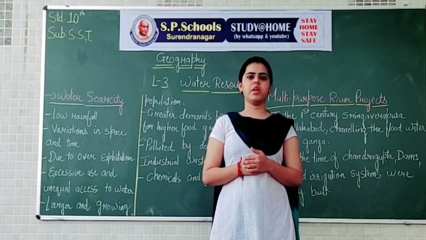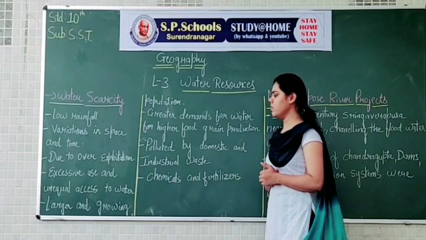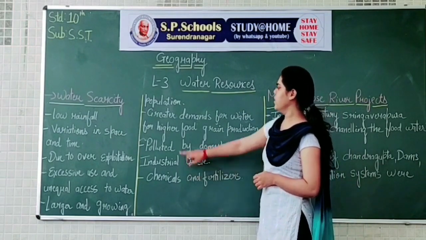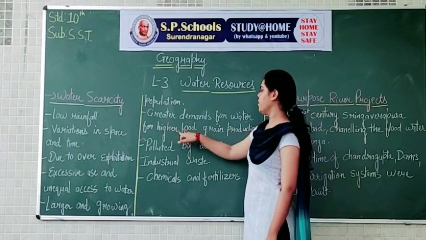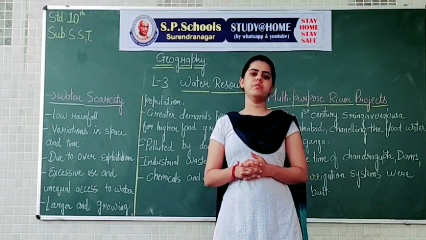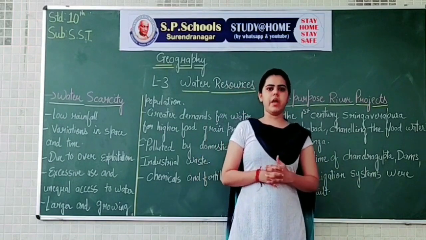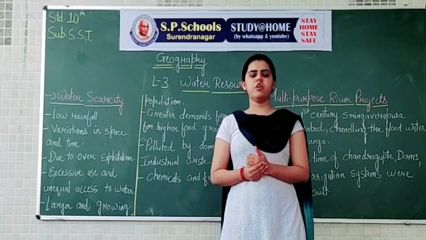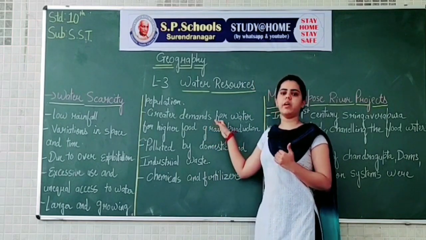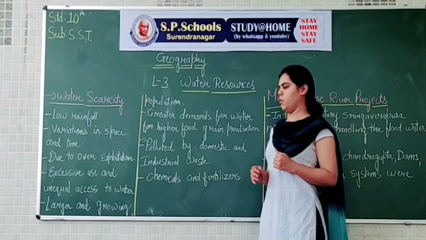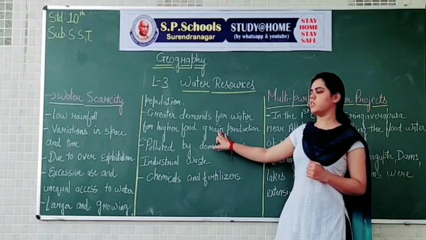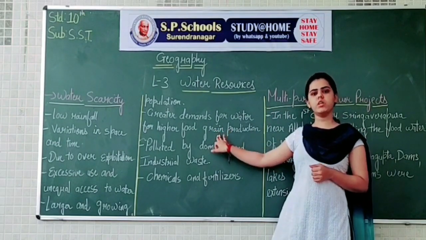Rise in population. Every year there is a rise in population, right? So that is another reason for water scarcity. Next is greater demand for water for higher food grain production. Now India contributes 60% of agriculture, right? That means the agriculture sector has more contribution in our economy, so that is why it consumes more water. Again, there is water scarcity due to this reason. This is the main reason for water scarcity.